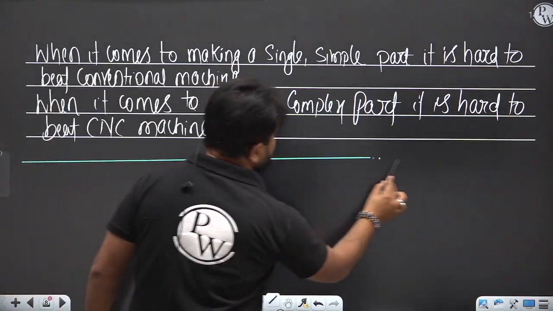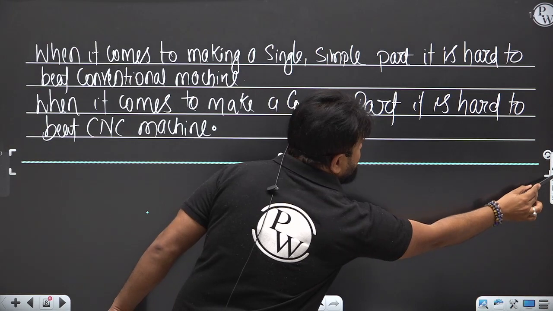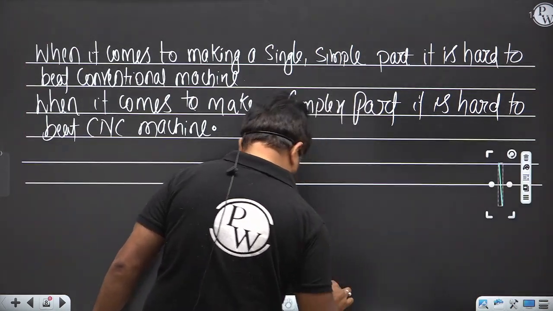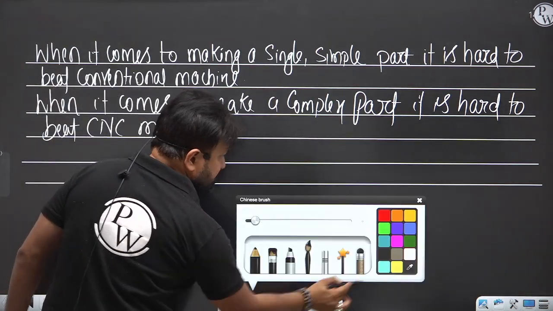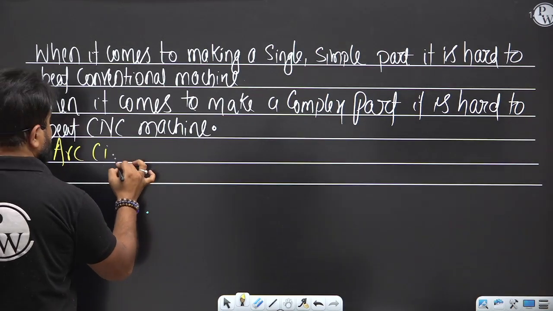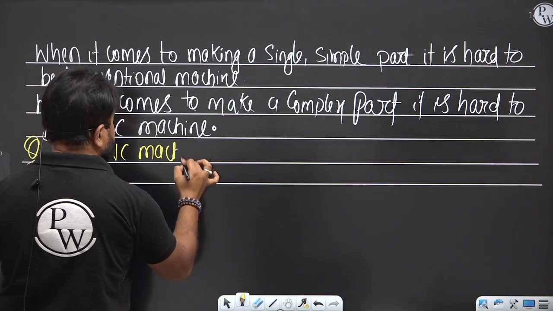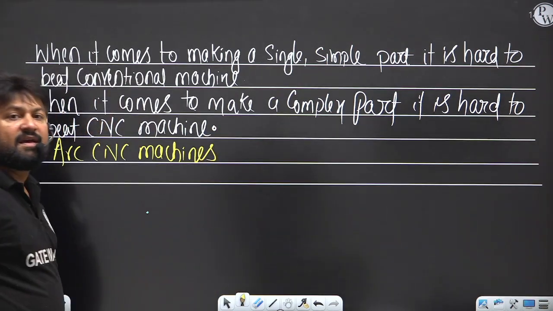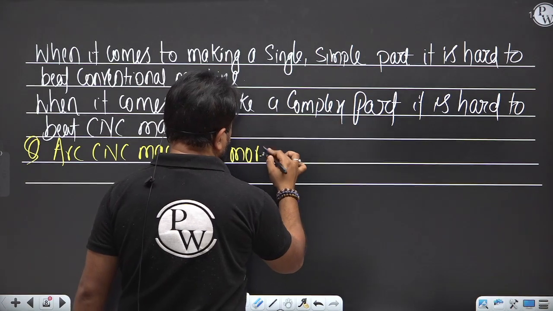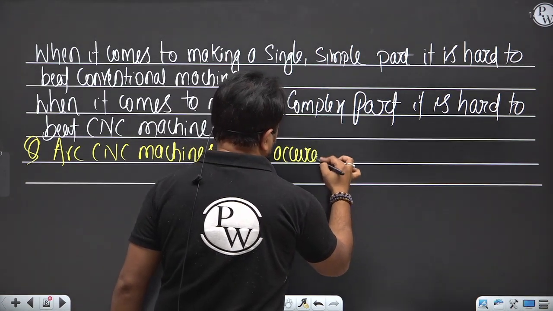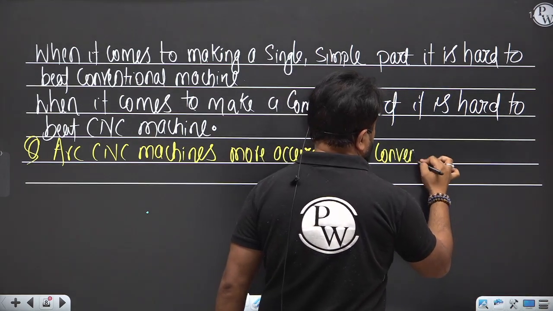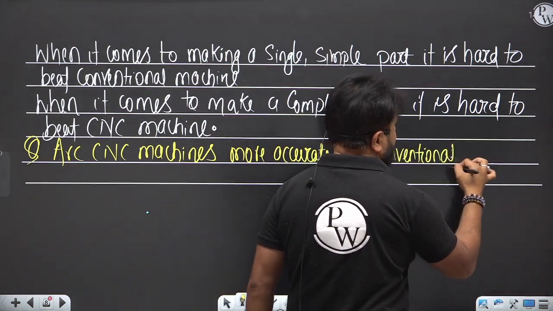So my next question is very simple. Are CNC machines more accurate than conventional machines?